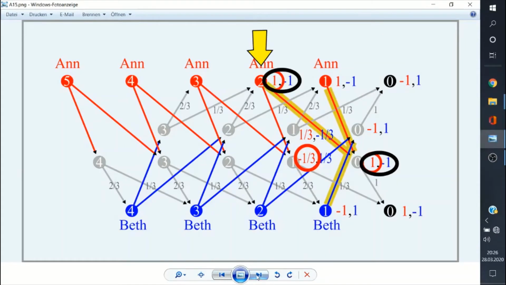Now it's important to understand that in this situation we don't do this calculation again for Beth because it's an Anne move. So what we do is we copy the whole black circle payoff for the position where Anne will move to, and copy it here. So the black payoffs are just copied there.